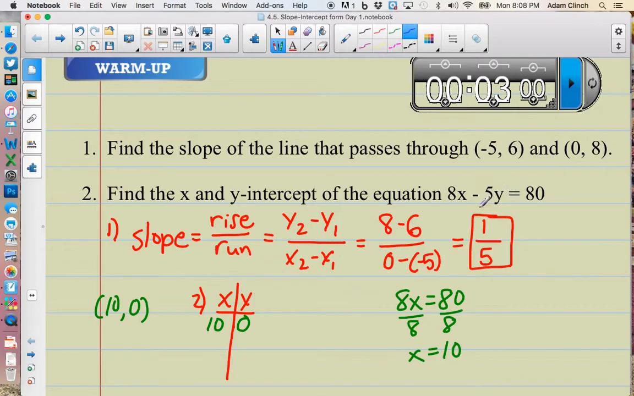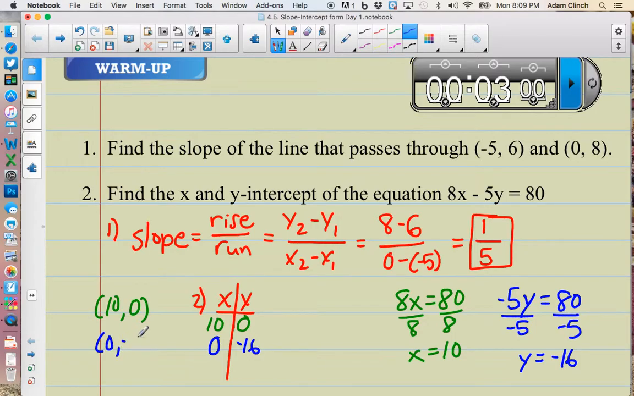Now I'm going to go and I'm going to find the y-intercept. To find the y-intercept, I set x equal to 0. If I put 0 in for x in this equation, it's going to become -5y equals 80. And then I divide both sides by -5. I get y is equal to -16. So I know my other point is going to be 0, -16. I know those 2 points. All I need is 2 points to graph a line. I connect those 2 points and I would have the line graphed. So that's one of our tools. Today we get our third tool.